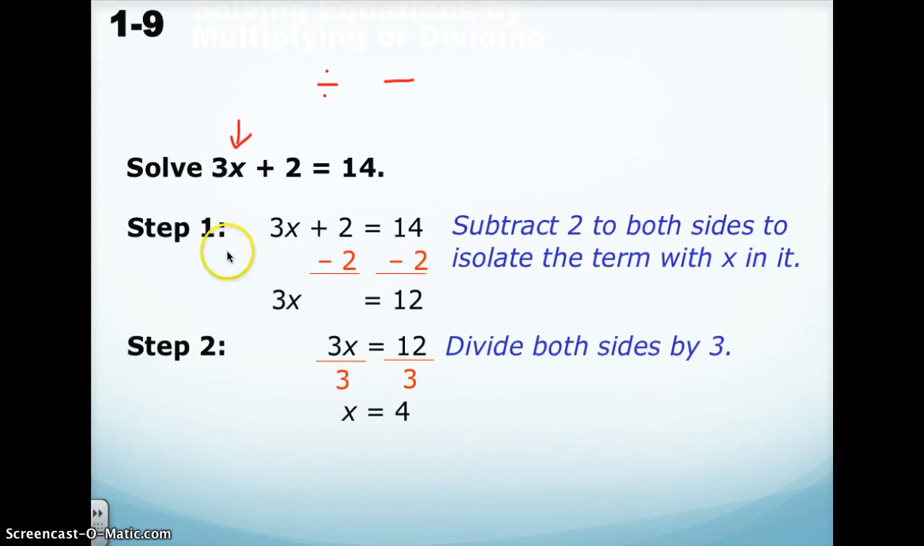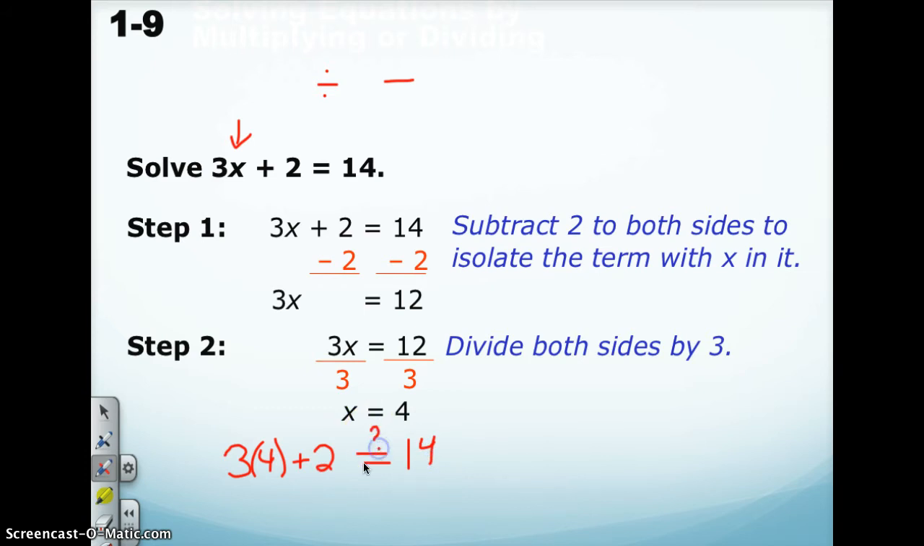So if we take 4 and substitute it in, we get 3 times 4 plus 2, and we're trying to see if it equals 14. Okay, order of operations, now that we're just simplifying, we need to follow them correctly. So we do multiplication and get 12. 12 plus 2 is 14. That matches our answer.